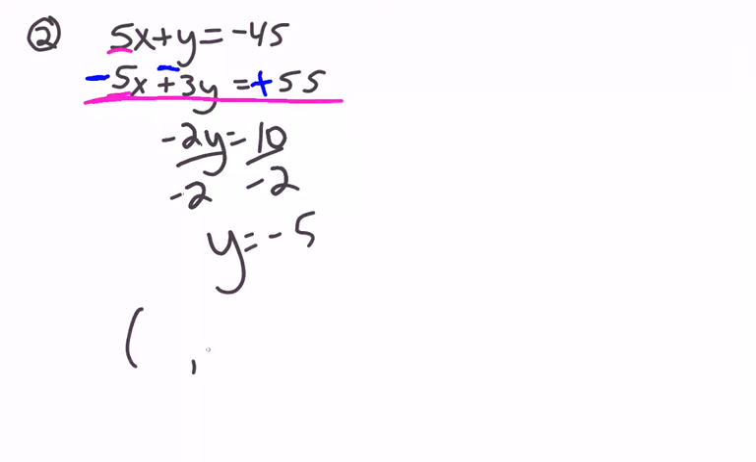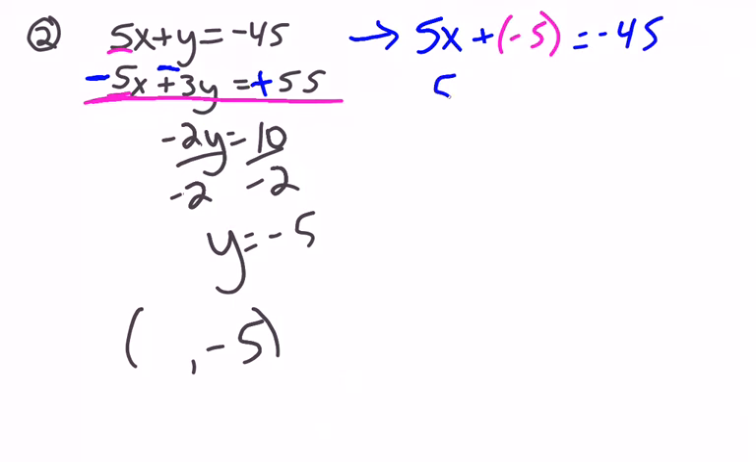and divide by negative 2, and we get y equals negative 5. But wait, there's more. We have to keep going and plug that in. Since I didn't bother the first equation, that's the equation I'm going to use. 5x plus negative 5 equals negative 45. So that's 5x minus 5 equals negative 45. Two-step equation. Add 5.